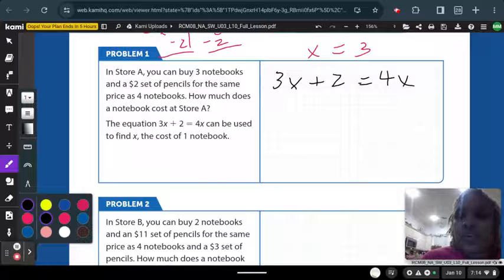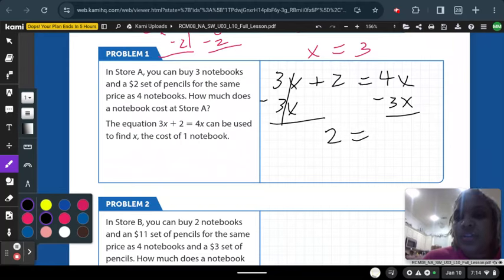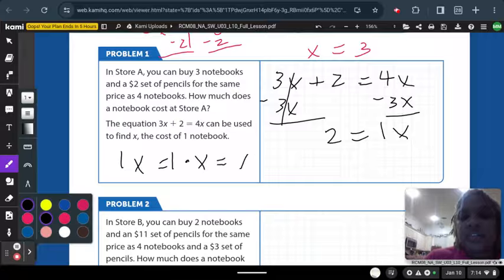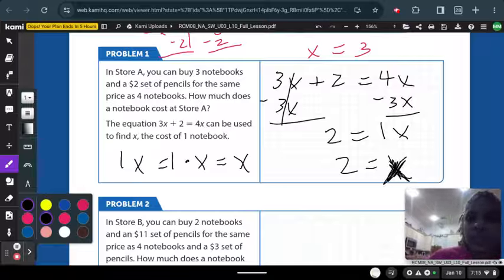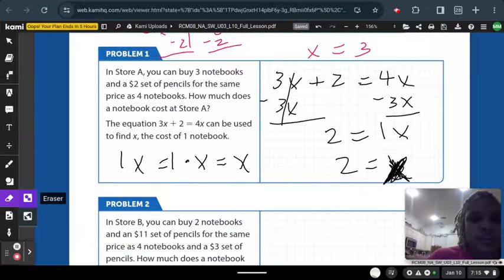Remember, we want the variables on one side, the constants on the other. So I have my larger variable on that side. On the right side, it says 4X. So I'm going to subtract 3X from both sides. When I do that, this cancels, and I'm left with 2 equals 1X. I know that 1X equals 1 times X, which just equals X. Therefore, 2 equals X. So the cost of one notebook is $2.